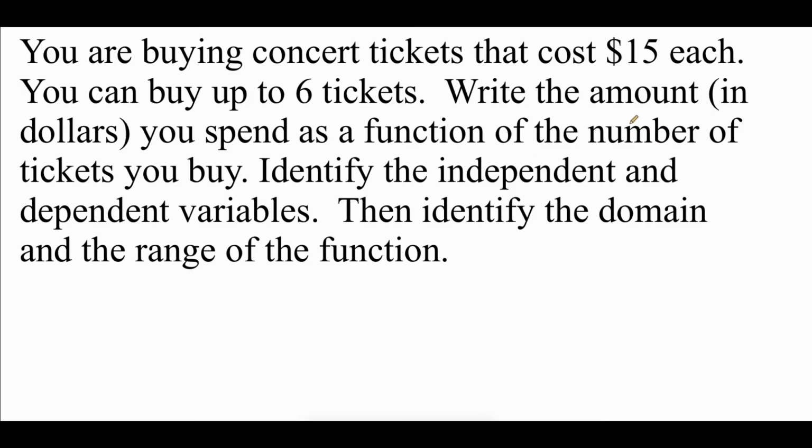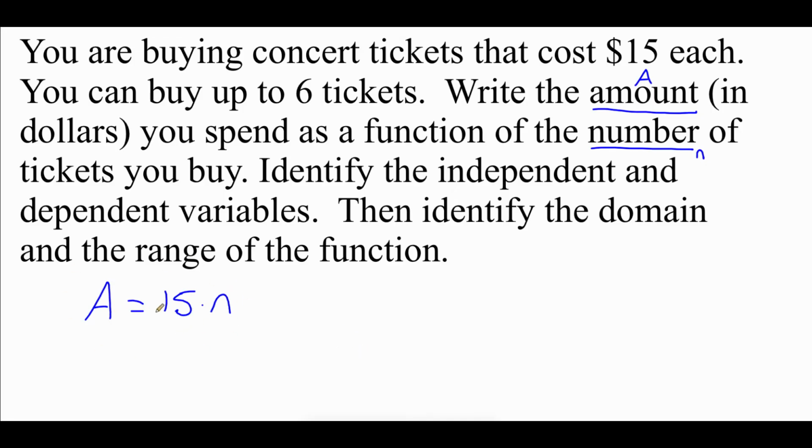So we're trying to represent the amount of money that we're spending based on the number of tickets that we're buying. So as far as my variables go, I'm going to use an A value to represent the amount of money, and I'm going to use an N value to represent the number of tickets that I'm buying. So if we think about this, the tickets cost $15 a piece. So the amount of money that you're going to spend is going to be $15 times the number of tickets that you buy.